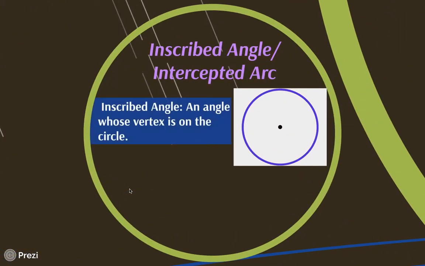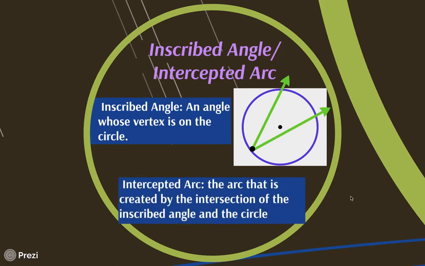So, an inscribed angle is an angle whose vertex, the pointy part of the angle, is on the circle. If you look at this angle, the vertex point is on the circle. Holy hot dog, right? Okay, so this is an inscribed angle.